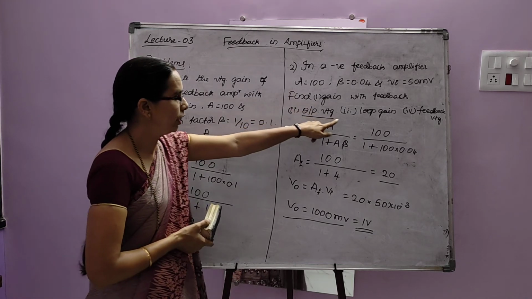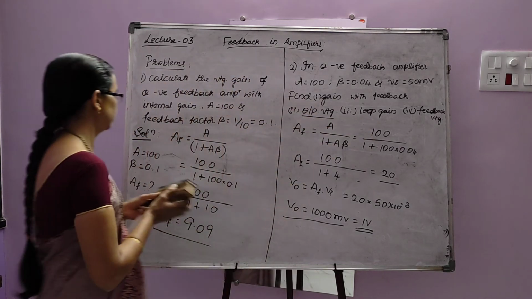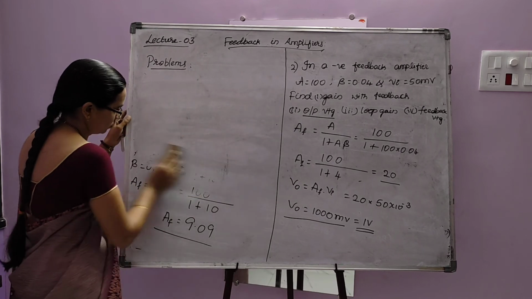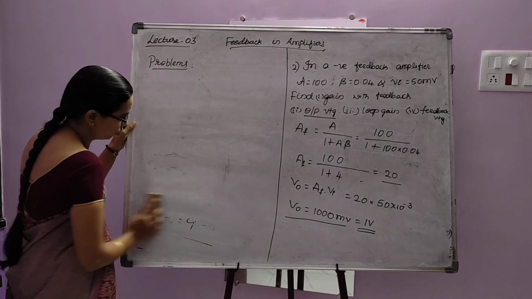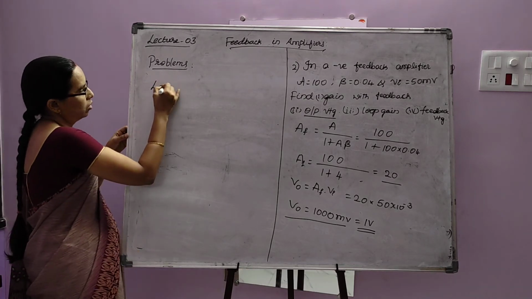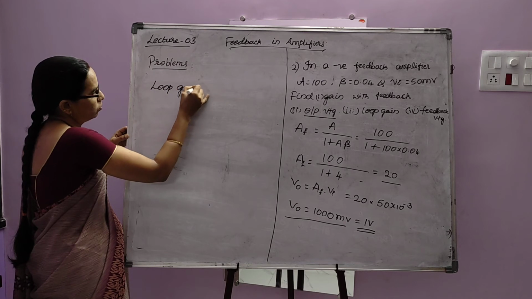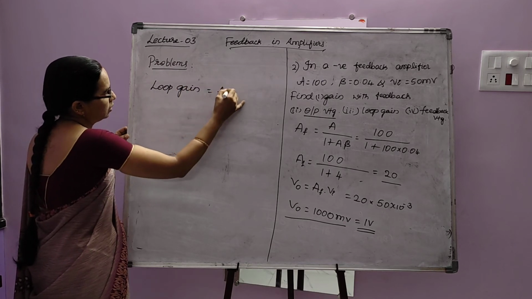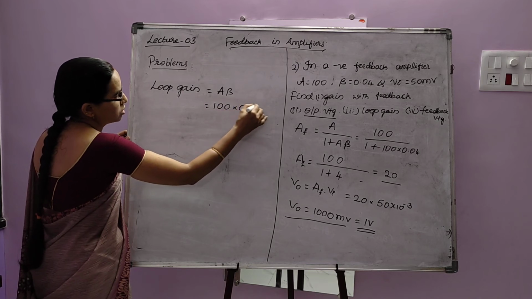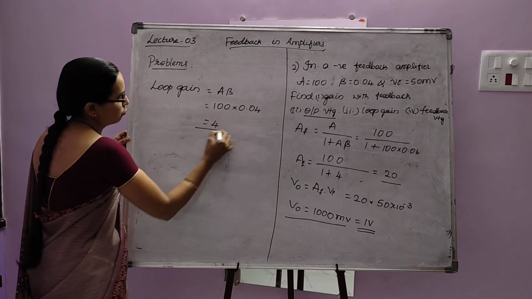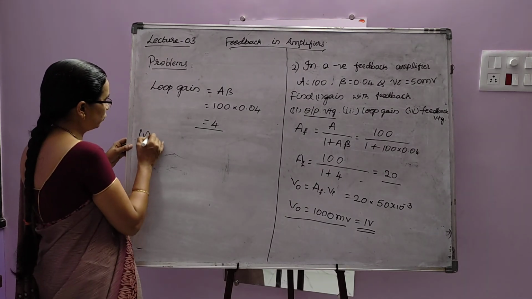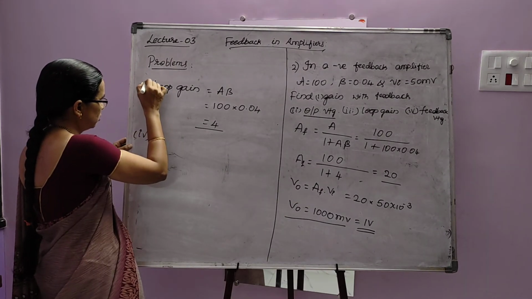Then we have to find out loop gain. We have a loop gain formula. Loop gain is equal to A beta. A is 100, beta is 0.04, then it is 4. Okay, and the next one.